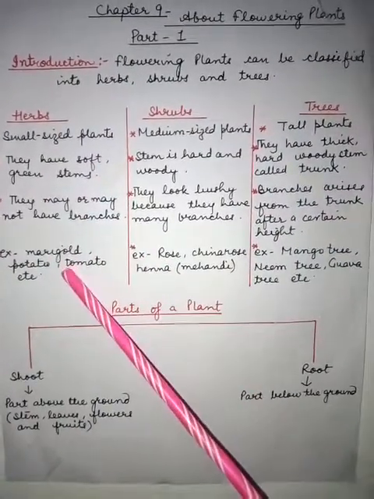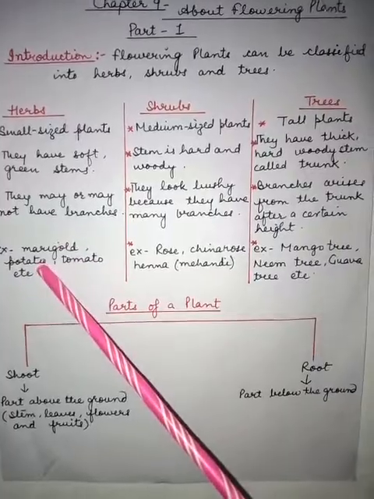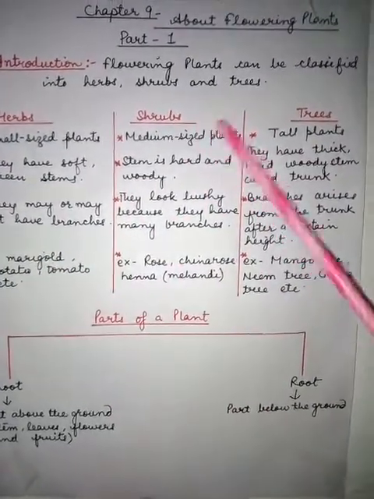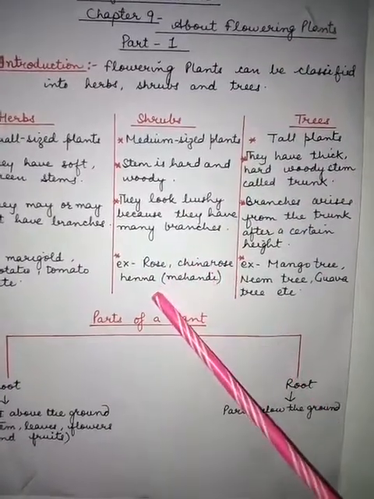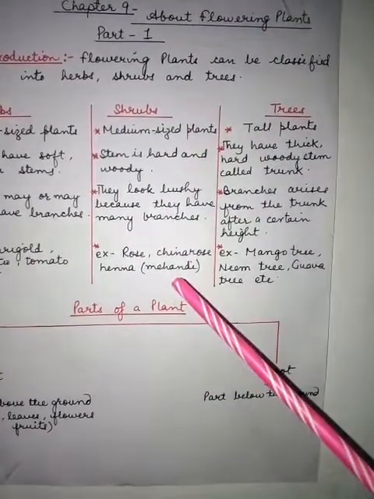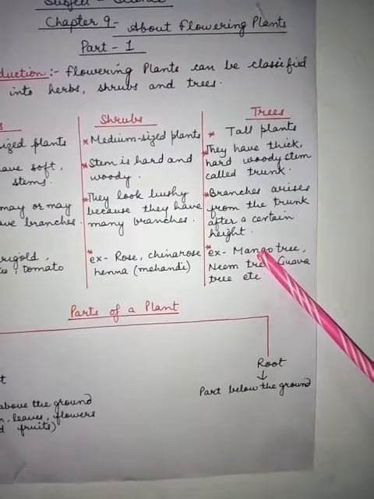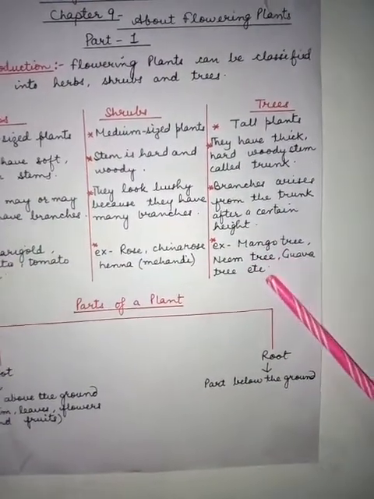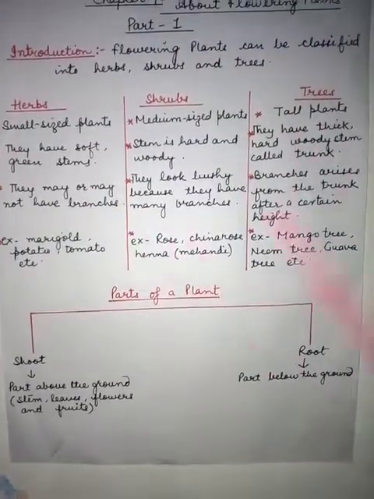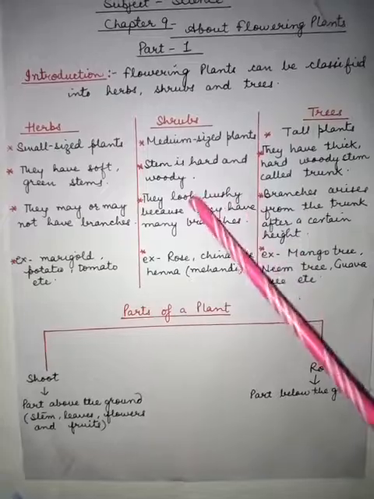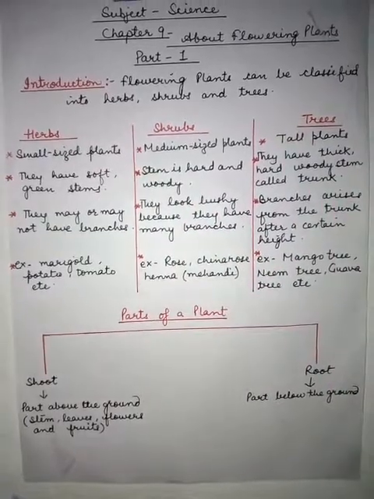And we have examples. In herbs: marigold, potato, tomato, etc. We have many more examples. In shrubs we have rose, China rose, henna. In henna, we can understand it by mehendi, simple. And in trees we have mango tree, neem tree, guava tree and so on. So this is the contrasting study of herbs, shrubs and trees. By this you can understand the difference between these three.